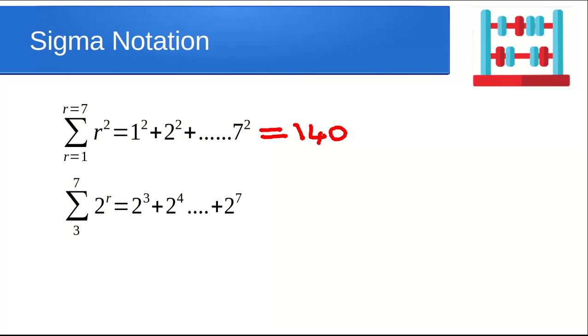Well, we start by plugging in r is 3 and we get 2 cubed, plus, then we plug in r is 4 and you get 2 to the power of 4, plus, so on and so forth, all the way up to 2 to the power of 7. Now I believe that equals 248. So these actually take values.